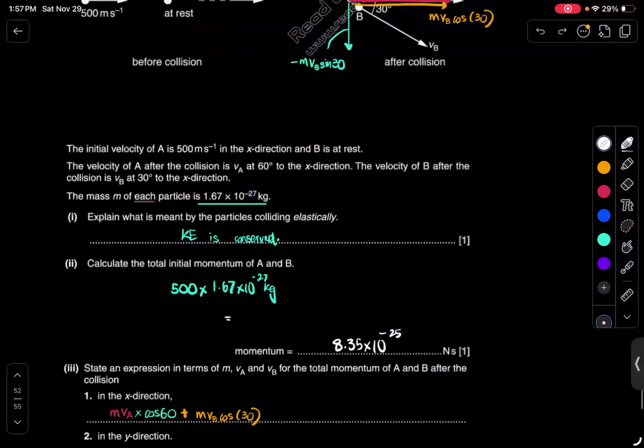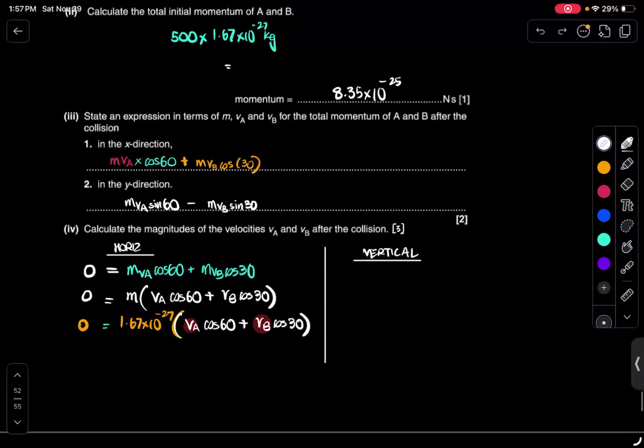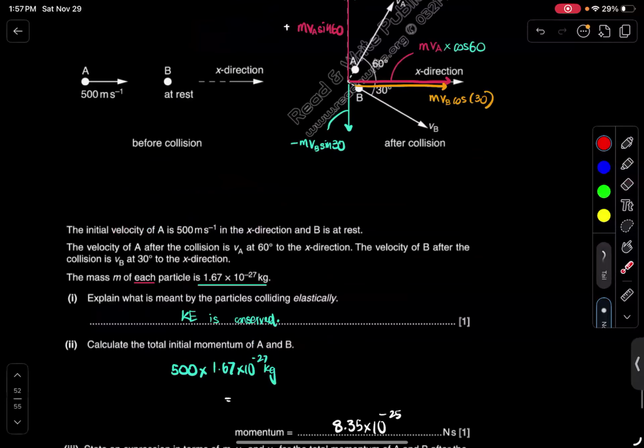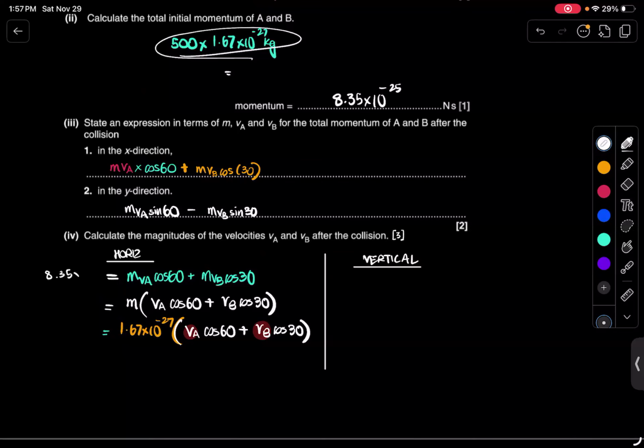No, wait, I think I did something wrong. Horizontally, oh right, sorry. This is not 0, right? Because the ball was moving to the right horizontally. So that's just 500 times this, which is 8.35 into 10 to the power minus 25. So we know that 8.35 into 10 to the power minus 25 should equal this. This is the horizontal momentum equation.